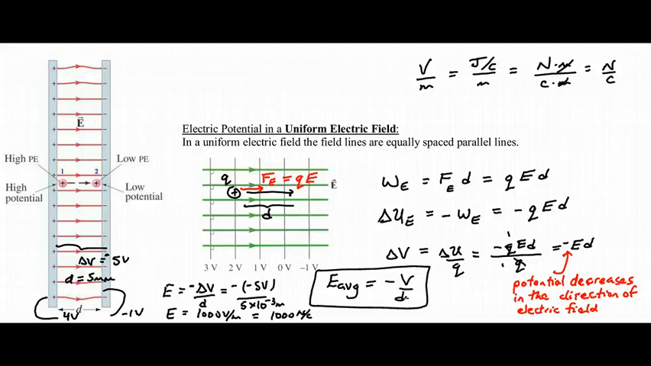Now you don't necessarily have to go from one plate to the other plate. You could just go, say, an increment of 2 volts to 1 volt, and then all you need to know is the distance from this line to this line in the direction of the electric field. And you should be able to calculate the electric field strength.